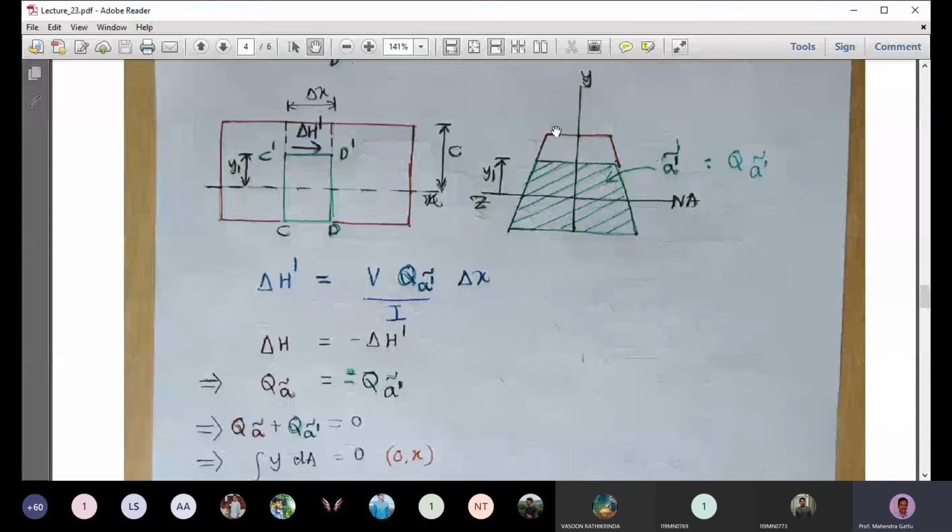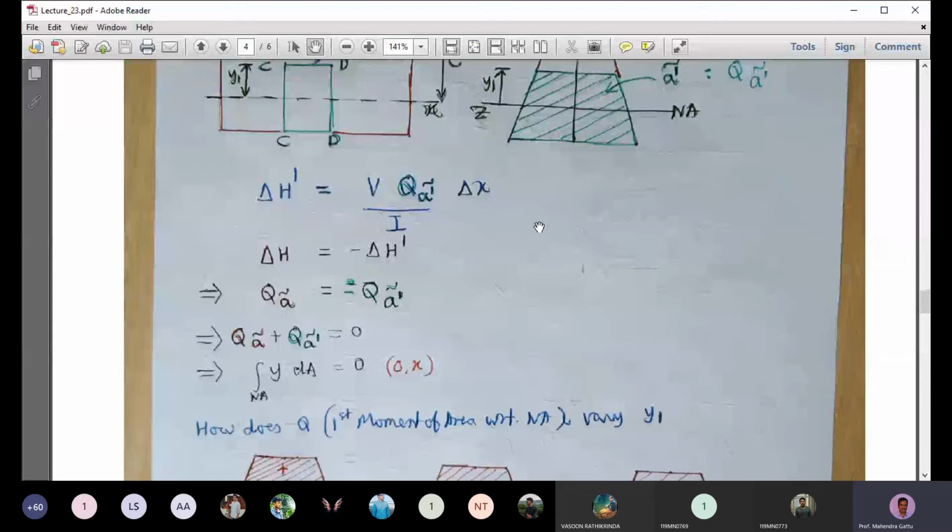Okay, so the top area's first moment with respect to the neutral axis is equal to that of the bottom area, which is the shaded area below the neutral axis, which is a negative value. Both will balance out so that the y coordinate will go to 0. So that is what we have here.